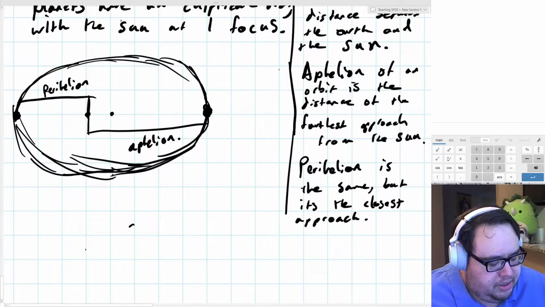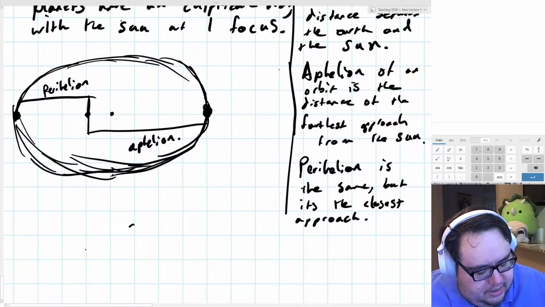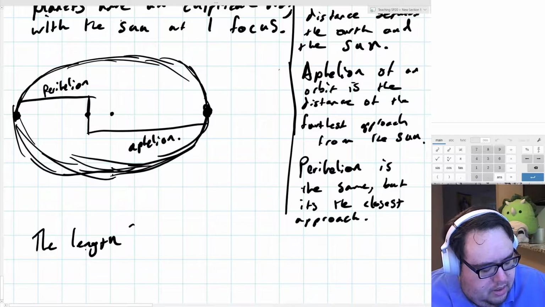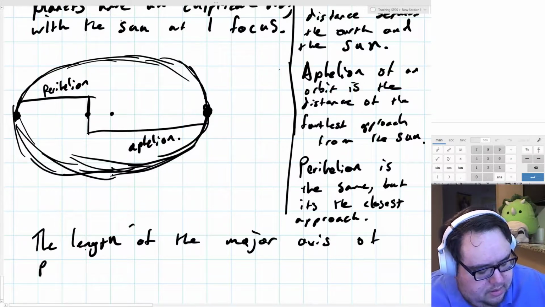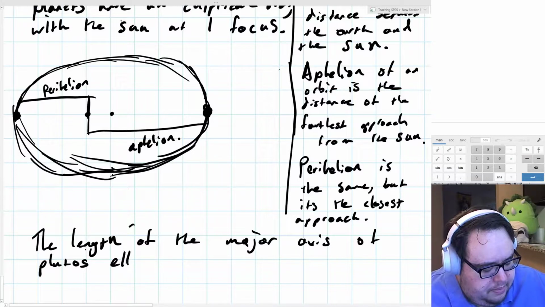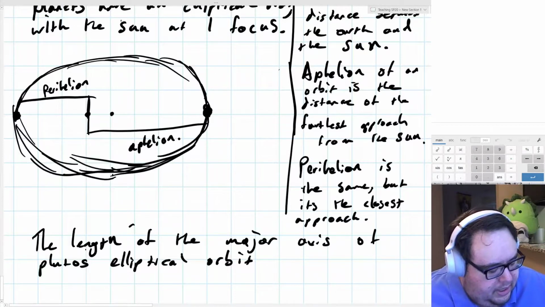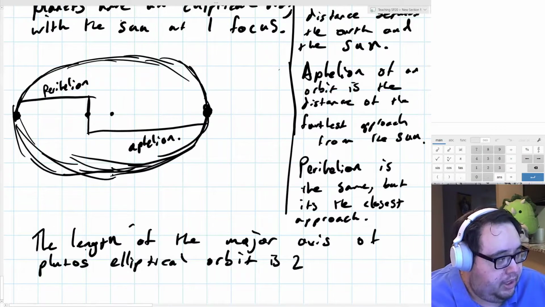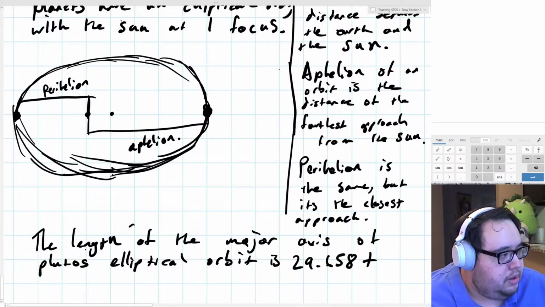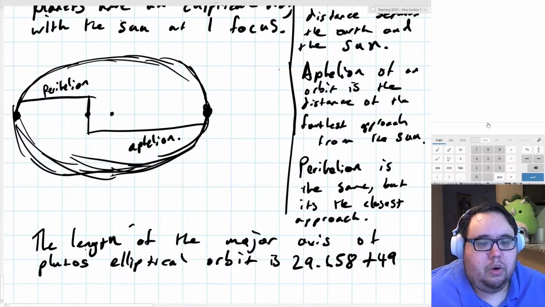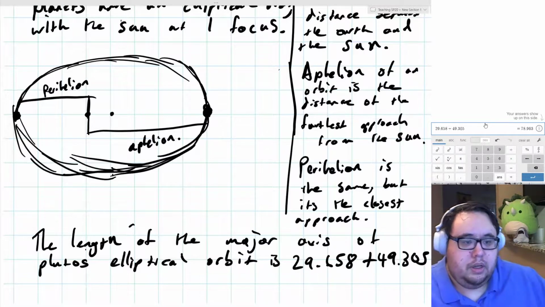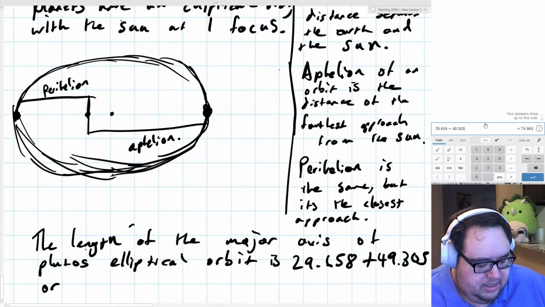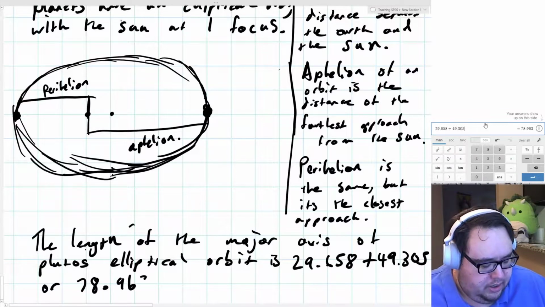So this lets us start computing some things. This means that the length of the major axis of Pluto's elliptical orbit is 29.658 plus 49.305, or 78.963 AU.